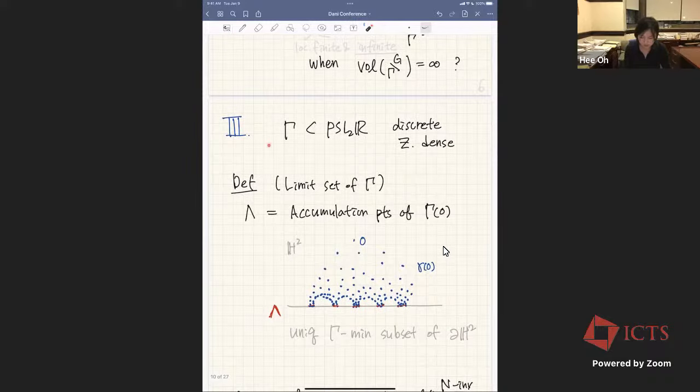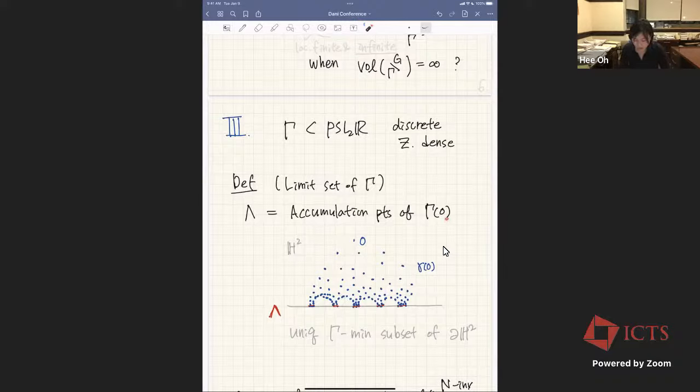So let gamma be a discrete subgroup of PSL2R. When gamma is not a lattice, the so-called limit set of gamma plays a very important role in the study of the dynamics of this group gamma. So the limit set of gamma is defined as follows. First of all, it is a closed subset of the boundary of H2.